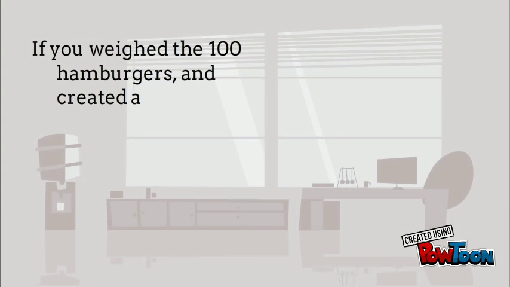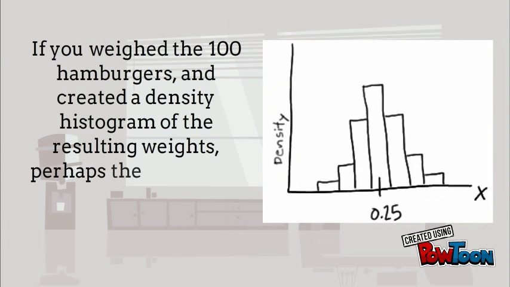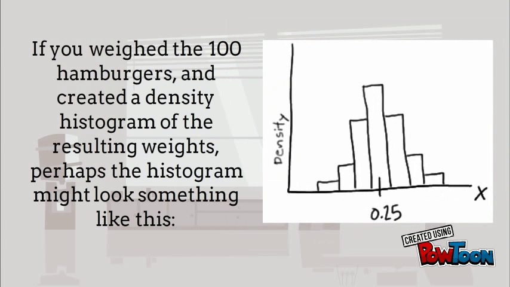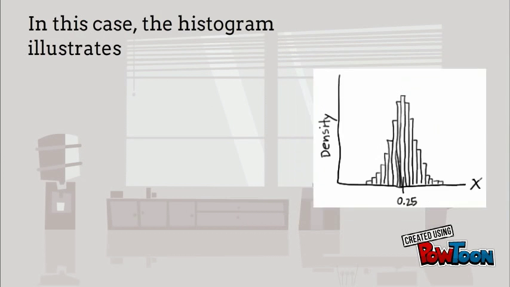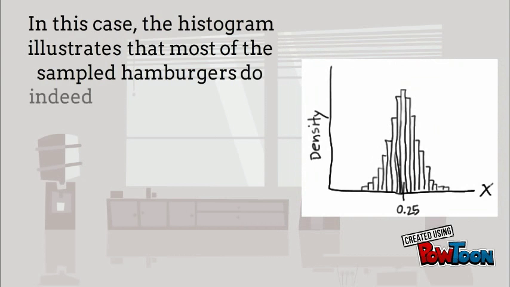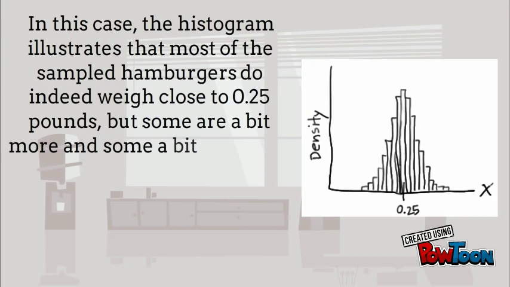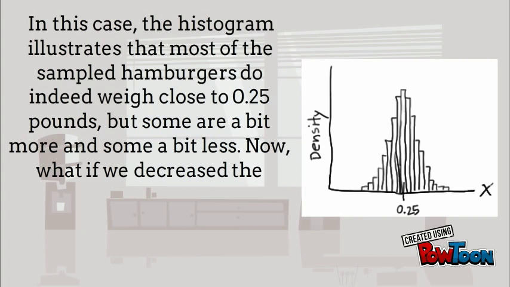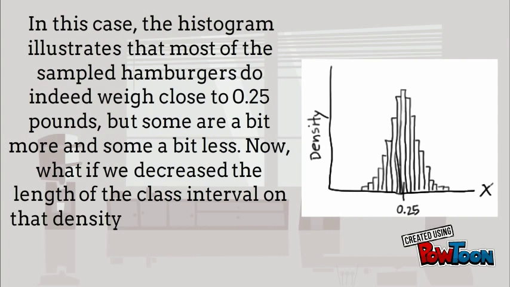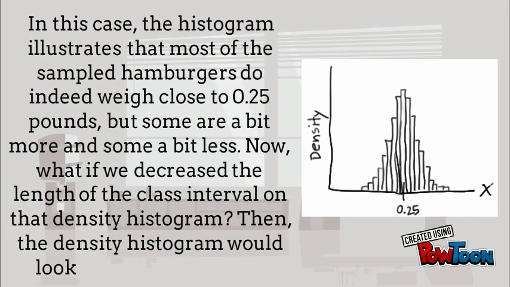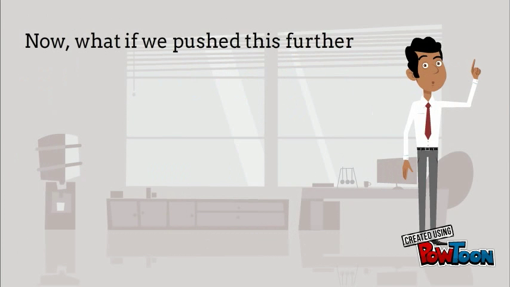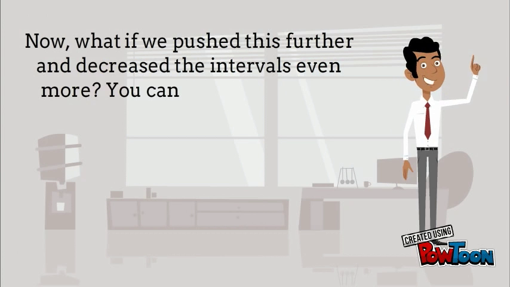If you weigh 100 hamburgers and create a density histogram of the resulting weights, perhaps the histogram might look something like this. In this case, the histogram illustrates that most of the sample hamburgers weigh close to 0.25 pounds, but some are a bit more and some a bit less. Now what if we decrease the length of the class interval in the density histogram? Then the density histogram could look something like this.